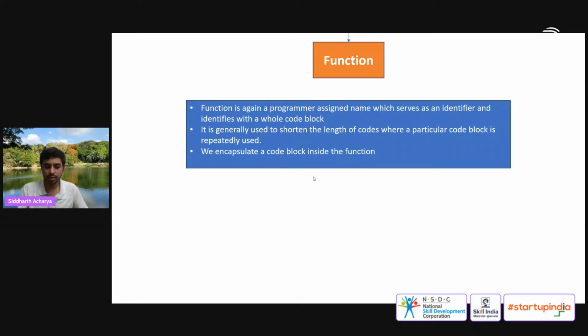So these problems, start thinking in this direction, and you might yourself make your own language or very quickly learn Python, because these problems only the computer scientists thought of, and accordingly they designed this functionality in Python. So function is again a programmer assigned name which serves as identifier and identifies with a whole code block. It is generally used to shorten the length of code where a particular code block is repeatedly used. Okay, so again it reduces drudgery. We encapsulated a code block inside a function.